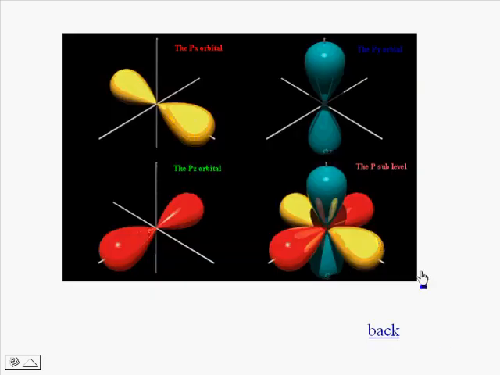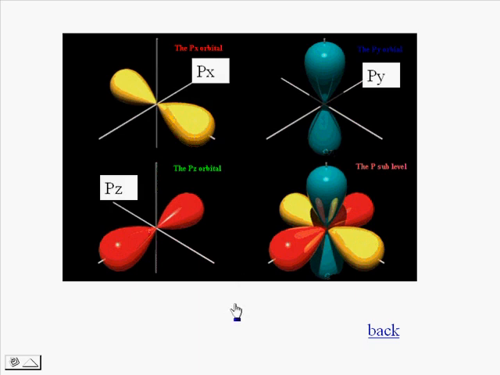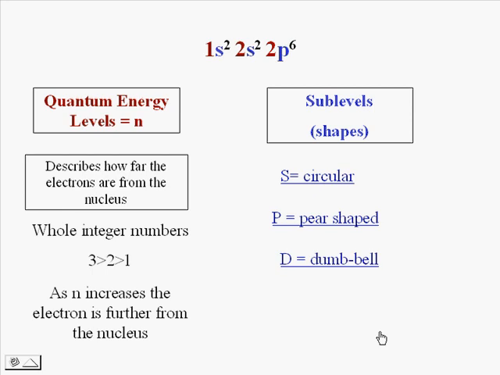P-shaped sublevels are pear-shaped. They have this shape right here. And because it's based on math, they live on the XYZ axes. If you took all 3 of them and overlapped them here, it would look like this. I want you to remember that there are 3 p sublevels. Each of these shapes up here can hold a maximum of 2 electrons. So all p-shaped sublevels can hold 6 electrons.